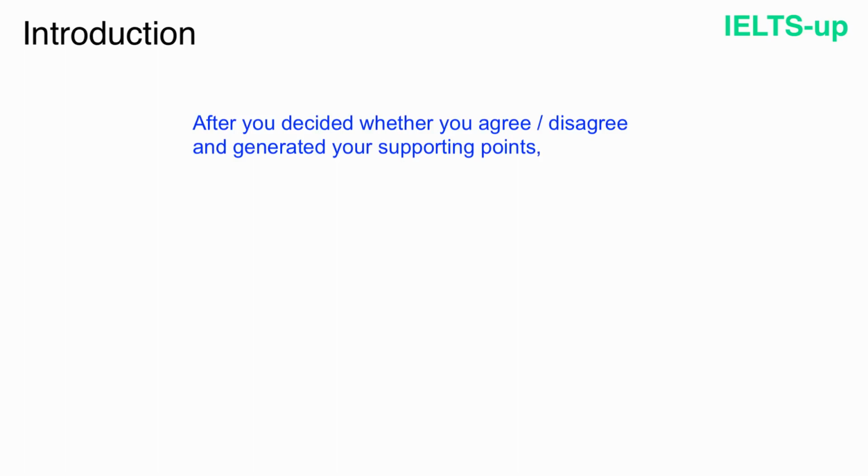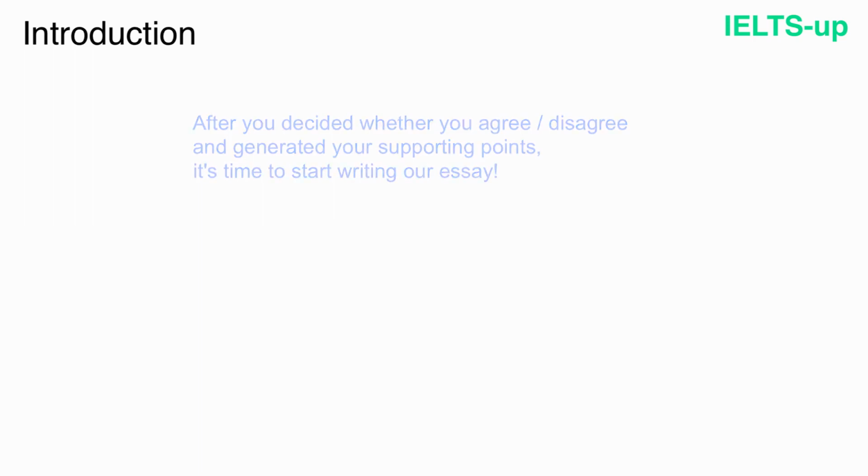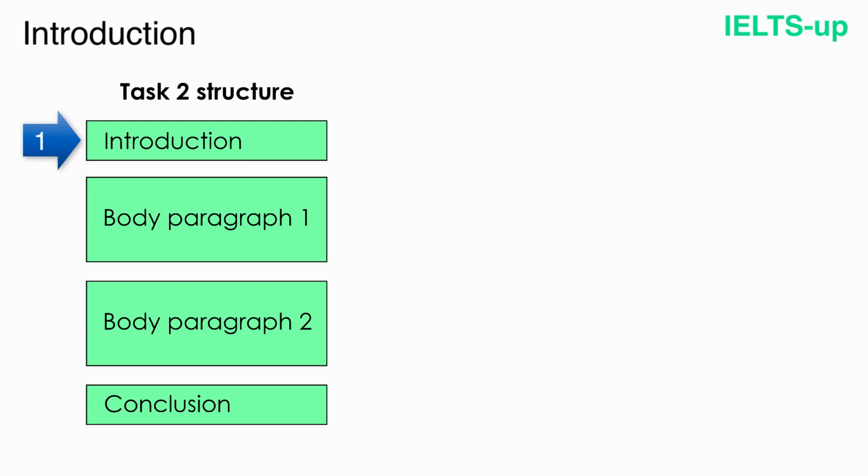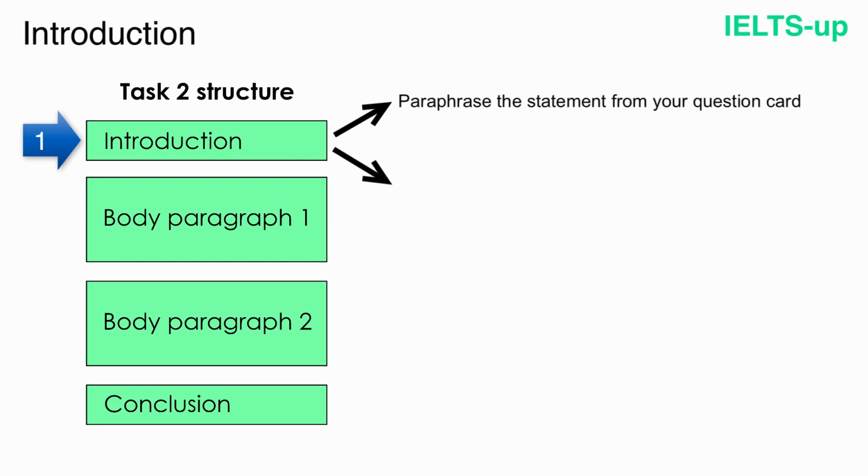After you decided whether you agree or disagree and generated your supporting points, it's time to start writing our essay. Our first paragraph is an introduction. Write your introduction in 2 sentences. In the first sentence, you paraphrase the statement from your question card. And in the second sentence, you say whether you agree or disagree with the statement. Let's write the introduction together.